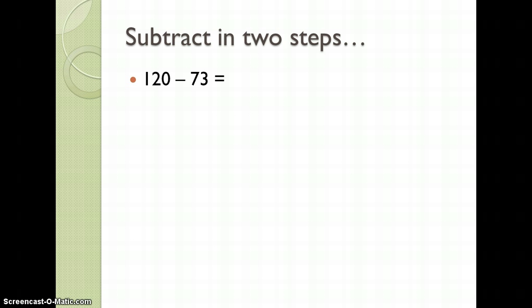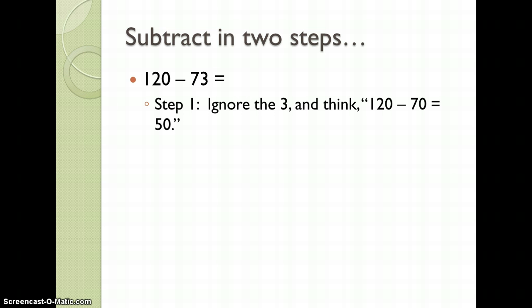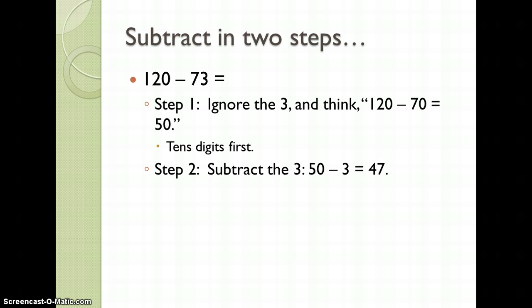120 minus 73. We're going to ignore the ones digit, so ignore the 3, and think to ourselves 120 minus 70 is 50, which is the tens digits. Now we need to subtract the 3 from the ones digit. We're going to take our answer from step 1, 50 minus 3 is 47, the ones digits.